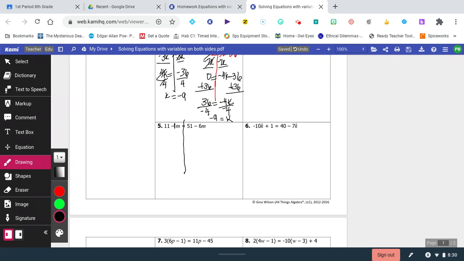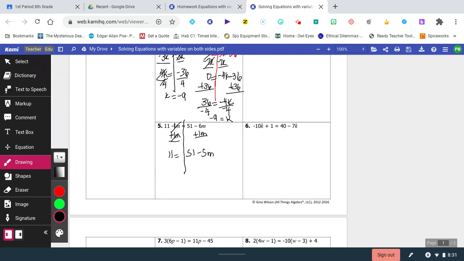Do you see parentheses? No. Do you see any like terms on the left side? No. Do you see any like terms on the right side? No. So now I'm going to remove one of the variable terms by changing the sign. So I'm going to change the sign of the 1M. I'm going to make it negative 1M. I'm going to make it positive 1M. So I'm looking at 11 equals 51 minus 5M.